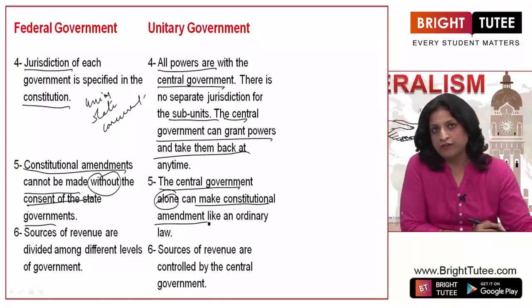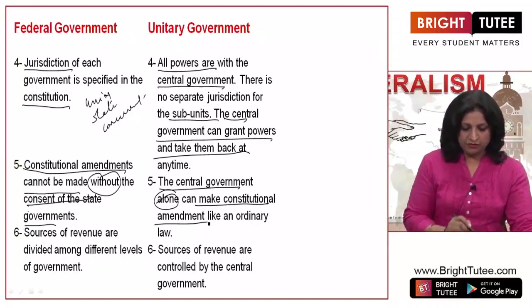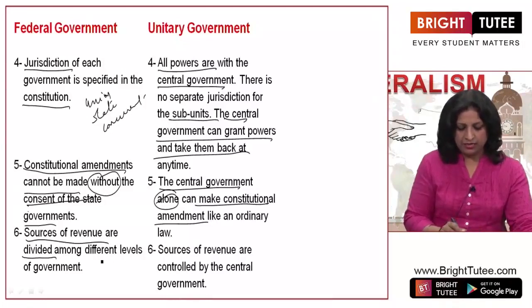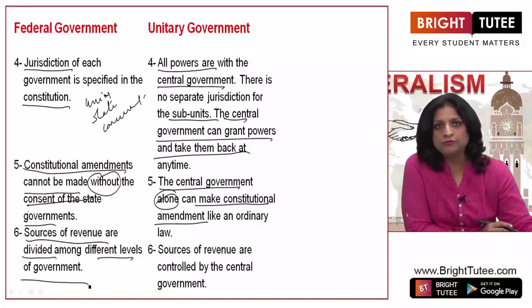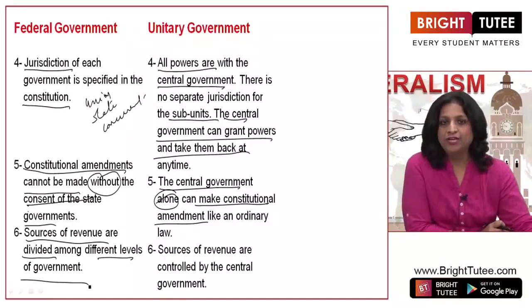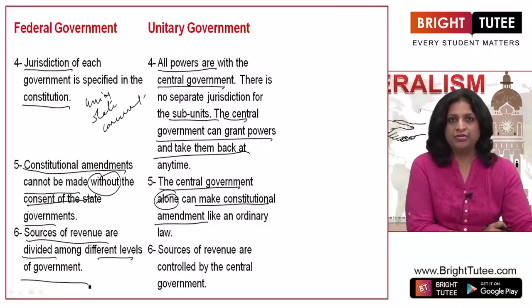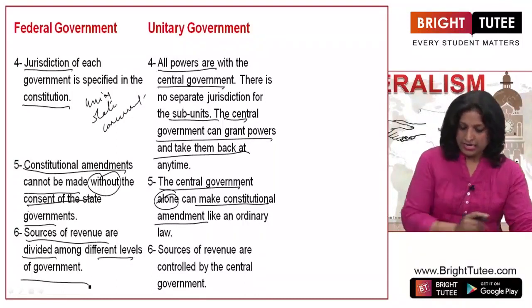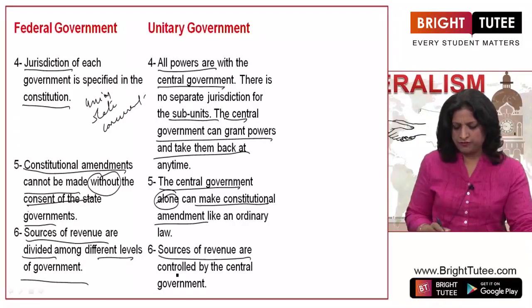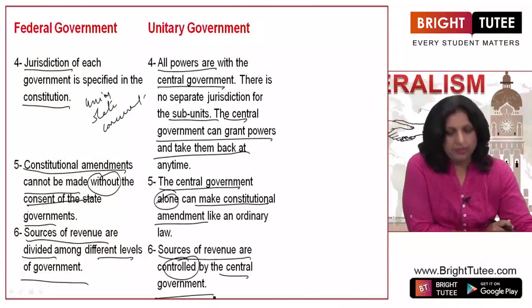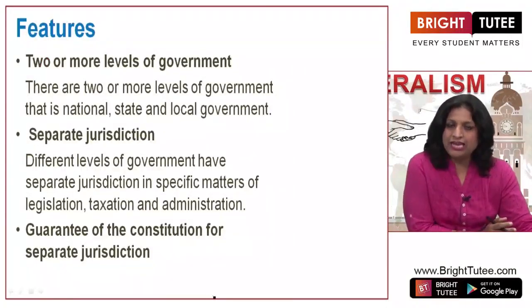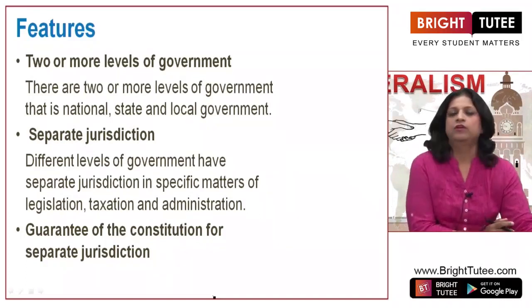Then comes the sources of revenue, the financial resources. Under the federal system, the sources of revenue are divided among different levels of government. Center has its own taxes through which it collects income. Similarly, the state also has certain taxes through which it gets income. So both have their own sources of revenue, which they use for administration. As far as the unitary system is concerned, all the sources of revenue are controlled by the central government. There are no such divisions in the sources of revenue between center and state. So we have seen that under the federal system, each and every level has its own power and jurisdiction according to which they govern.